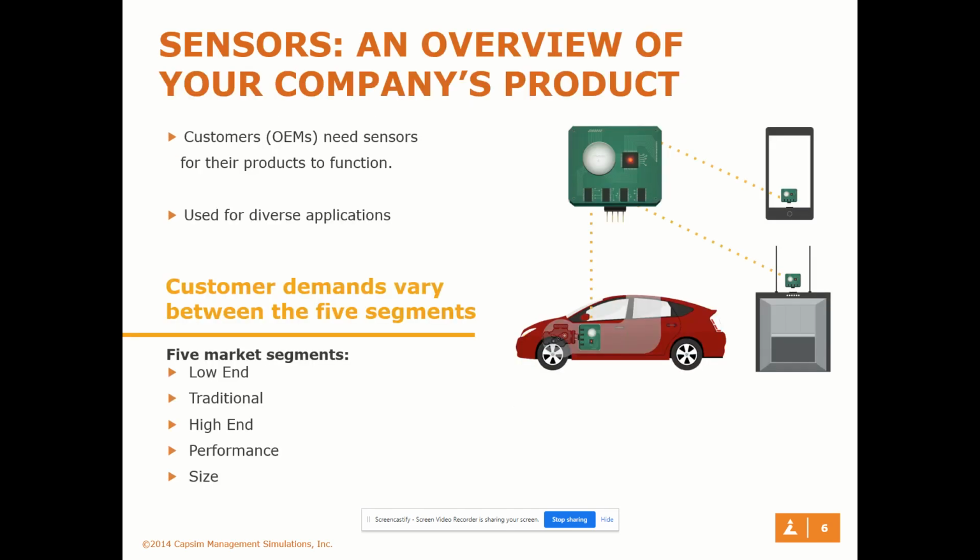So basically, these are OEM, original equipment manufacturer, sensors for their products to work. I like to do a comparison: my Toyota Avalon has a backup sensor. It starts beeping at me if somebody walks behind the car while I'm backing up. So there are many different things we can use sensors for, and there's a lot of diverse applications for it. We're going to see customer demands vary between 5 segments. So there's 5 market segments: you've got low end, traditional, high end, performance, and size.